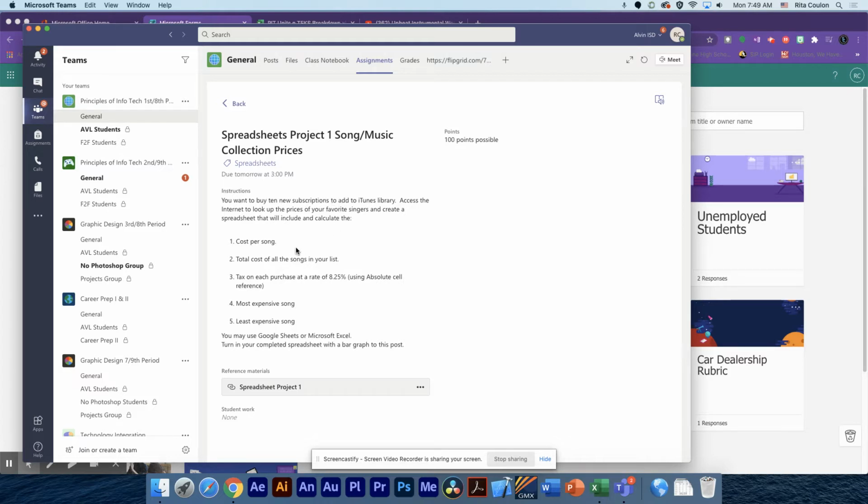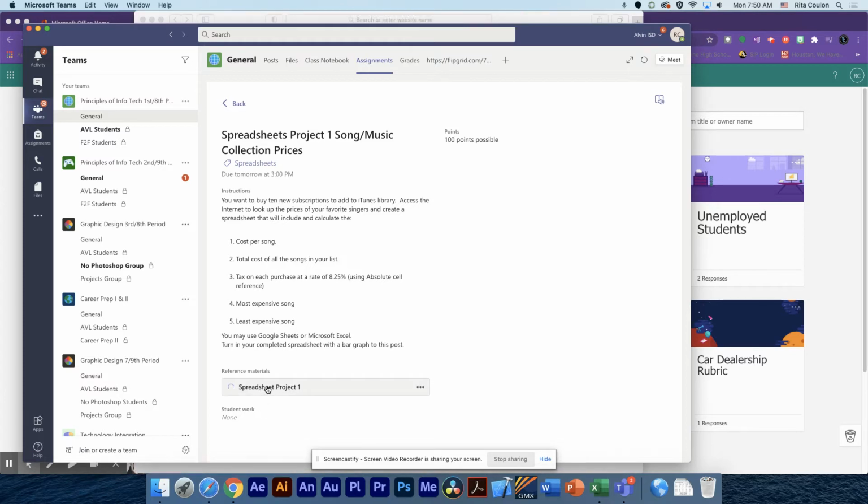The object of this lesson is to get a list of 10 songs, games, whatever it is you're going to buy, and list them in a spreadsheet. And you are going to practice and demonstrate calculating formulas. So you are going to multiply the cost of the song times the tax rate, which is 8.25%. It says using absolute cell reference, so I'm going to demonstrate. You're going to calculate the most expensive song and the least expensive song. So let's take a look at the document.